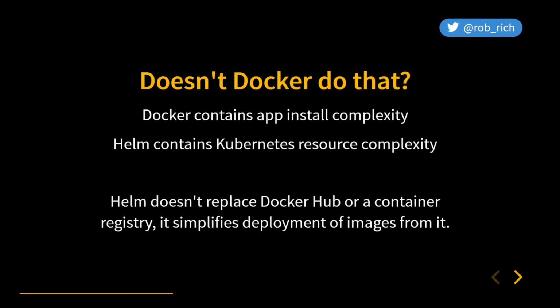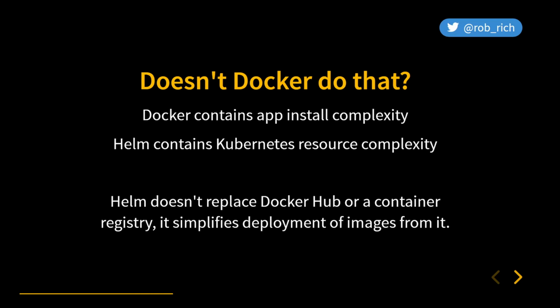So wait a minute, doesn't Docker already do that? Isn't that why I have Docker Hub content or content in another repository? Well, Docker contains app install complexity, so all the details about how I put that configuration just there and how I compiled my application and how I packaged it up. Docker does that part. But then I end up with a lot of Kubernetes YAML content talking about the way I deploy this into my cloud.